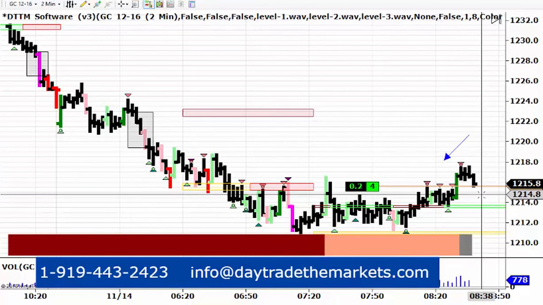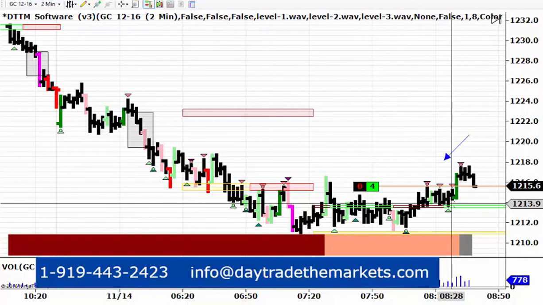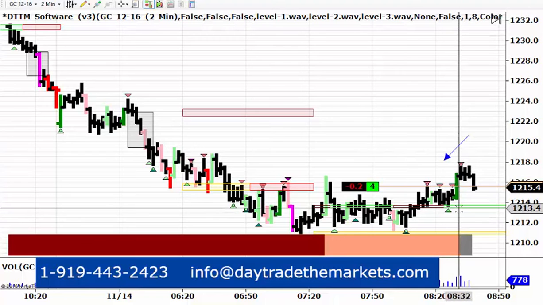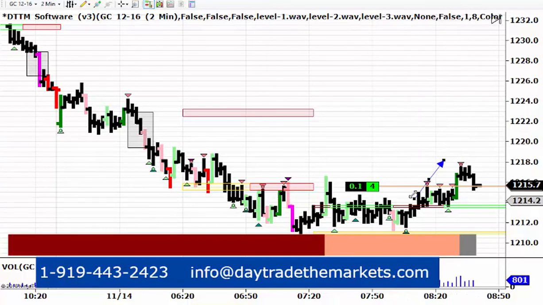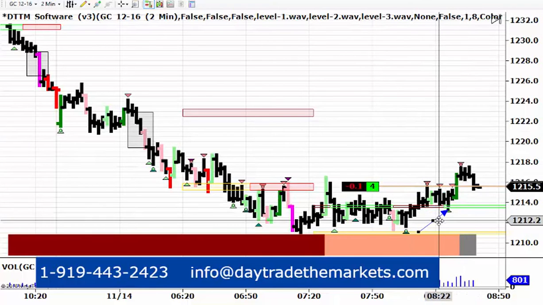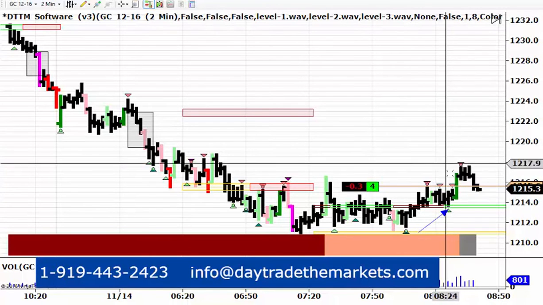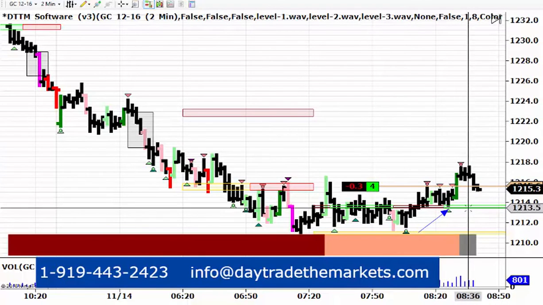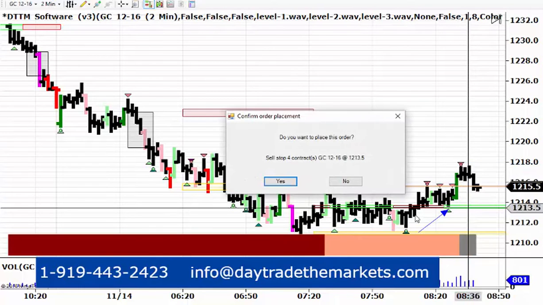1215.60. So the first thing I want to do here is go ahead and put in a protective sell stop. I'm going to put it just below this dip right in here. So let's just mark that. That dip there got down to 1213.70, so I'll put the stop at 1213.50. It's about a $2 risk, $2.10.